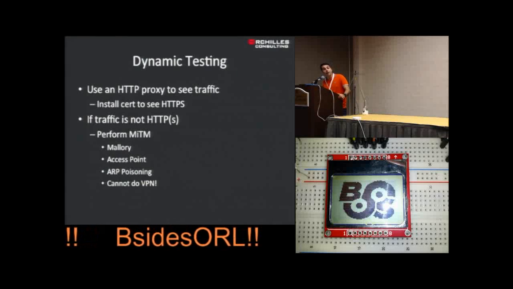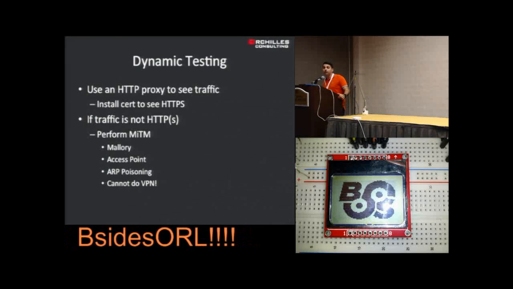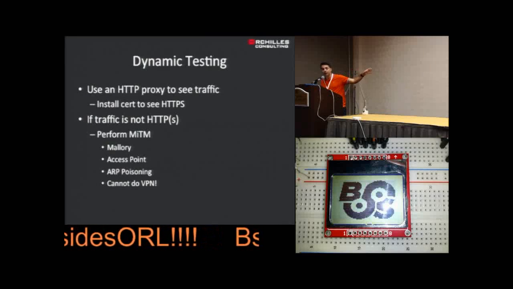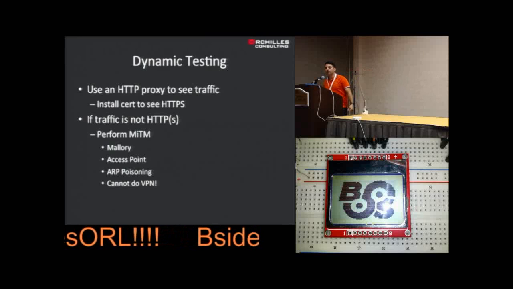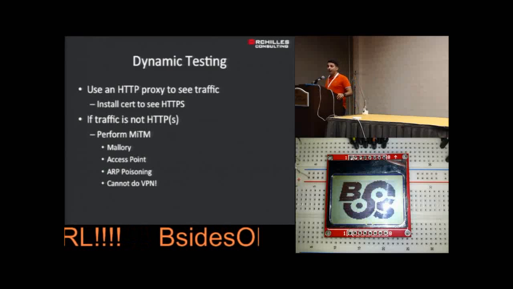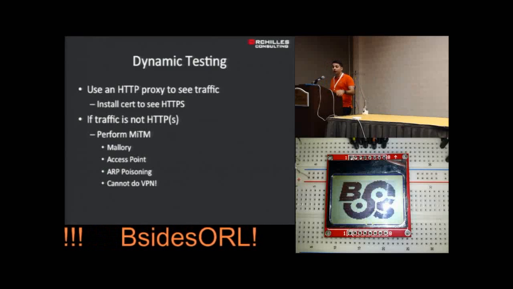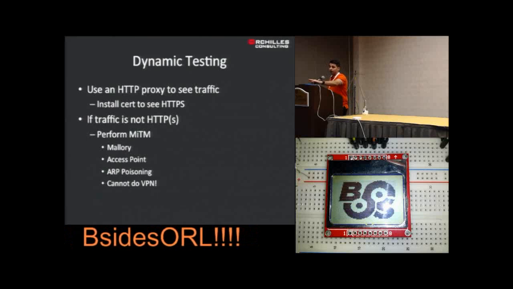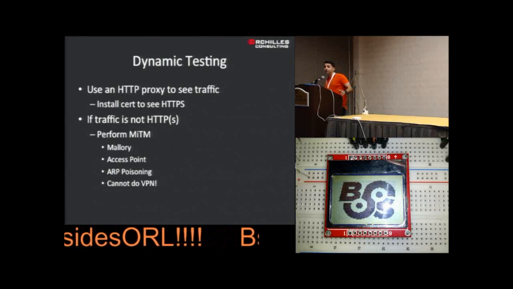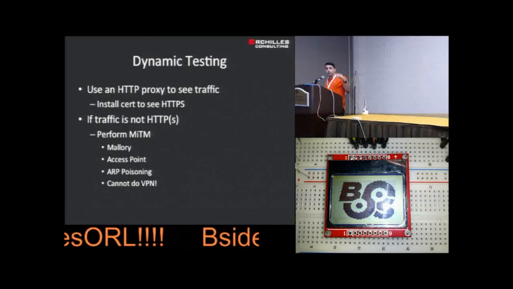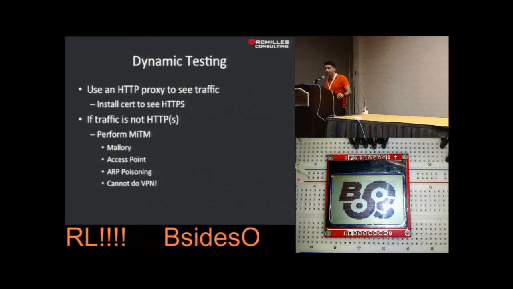Now, the problem lies when they're not using HTTP. So your first thing is going to see, most of the time it's going to be HTTP. If it's not, then there's a challenge, because you need a man in the middle of this. So there's different ways to do that. One, you set up your access point, right? A little wireless access point that you have.